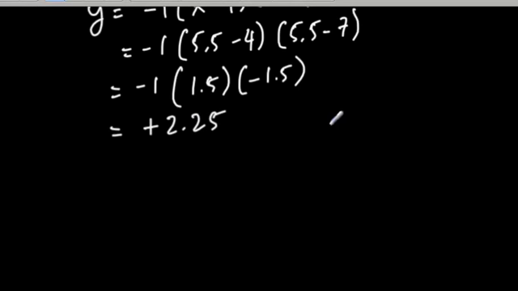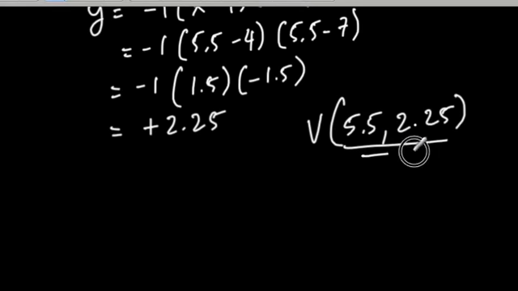All right, so basically the coordinates of the vertex are 5.5, which is the x, and 2.25, which is the y, and that's basically the coordinate of the vertex. Now let me do h. So h says to sketch it.